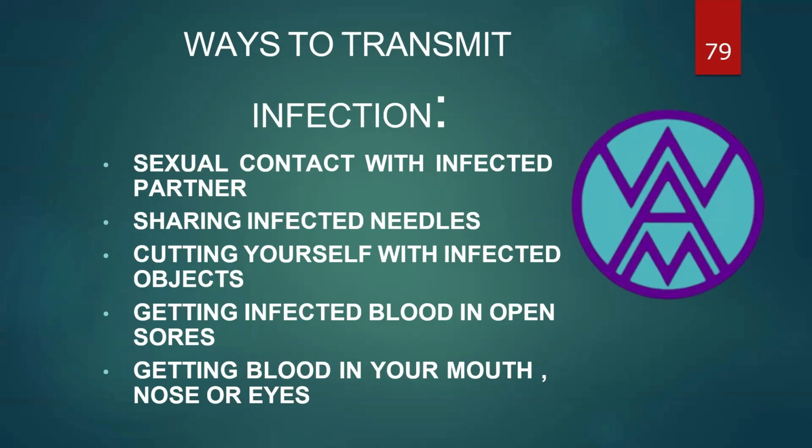Cutting yourself with an infected object: for example, there was some sort of machine and the person using it was already infected, and he injured himself. There was no safeguard available on it. He left the job. A few days later, another person joined that job and got infected from the same machine, because there was blood and bacteria from the previous person. Getting infected blood into open sores like your mouth, nose, eyes, ears, you can infect yourself there.